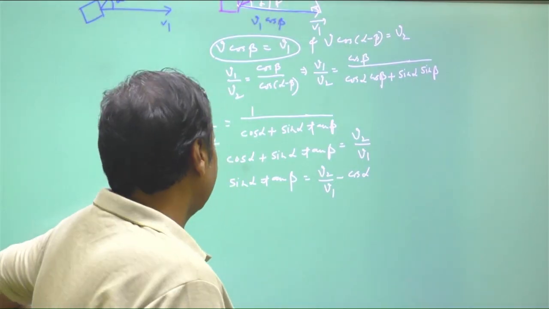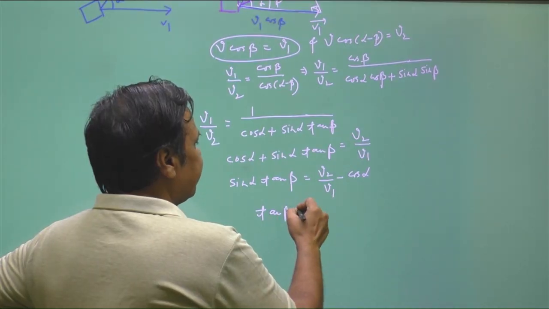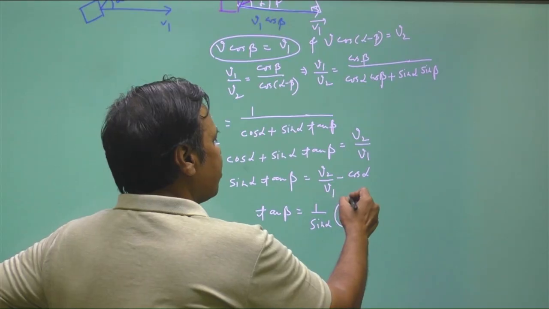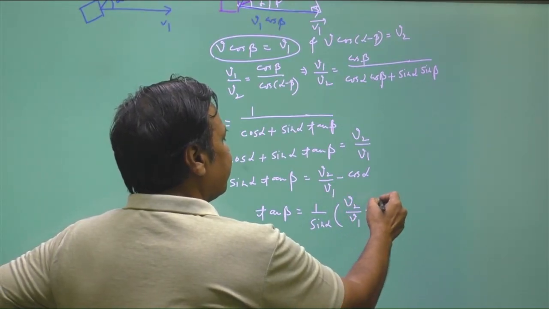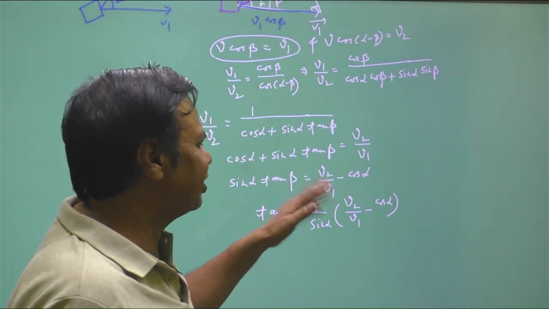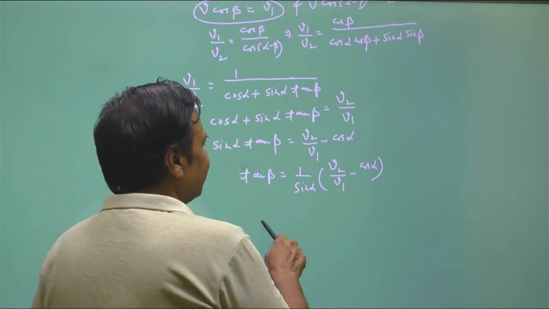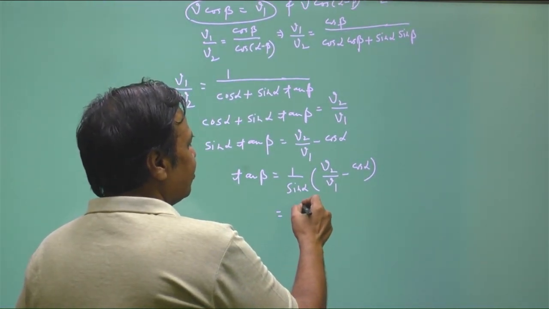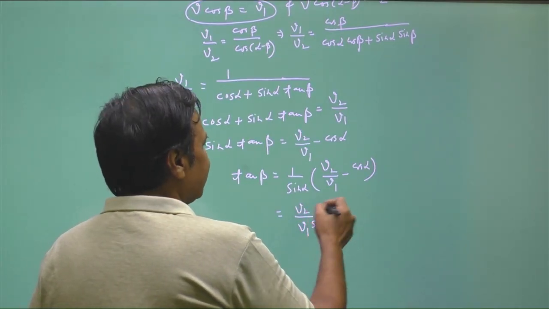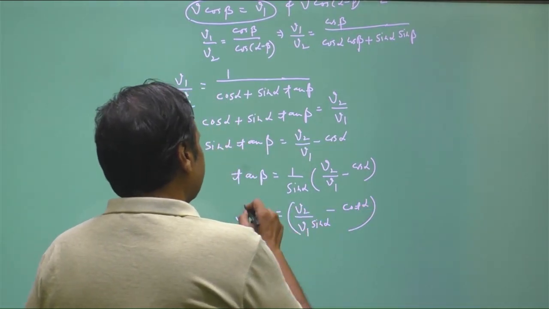That means tan beta we get is 1 upon sin alpha times v2 by v1 minus cos alpha. And if you wish, you can write one more step: v2 upon v1 sin alpha minus cot alpha. This is your tan beta.